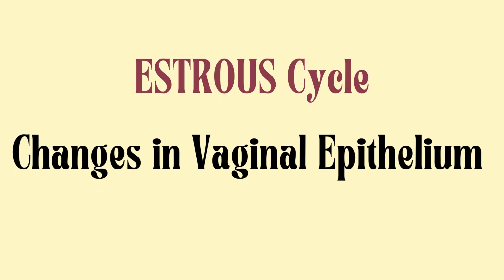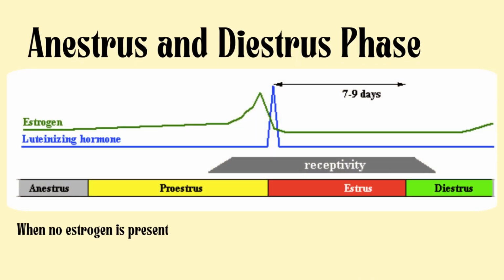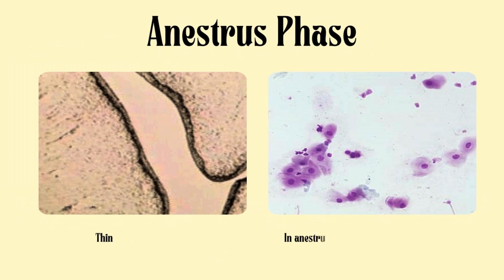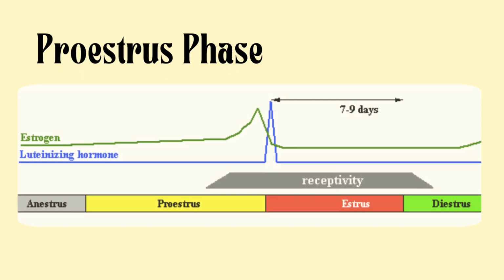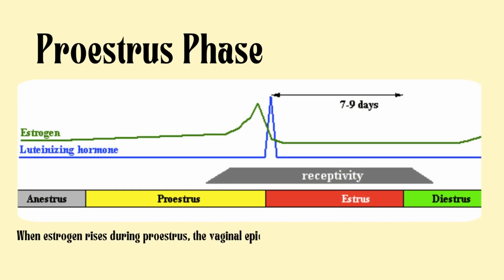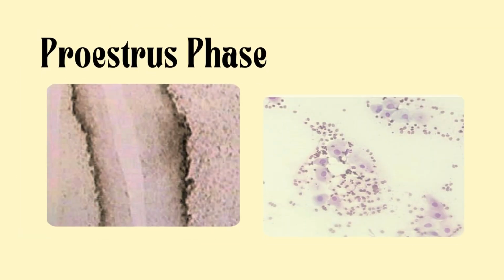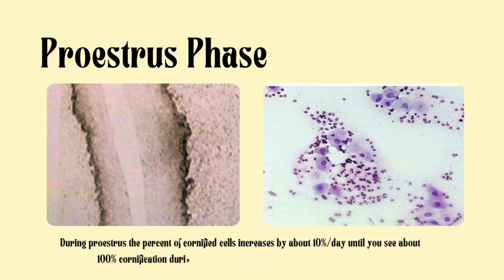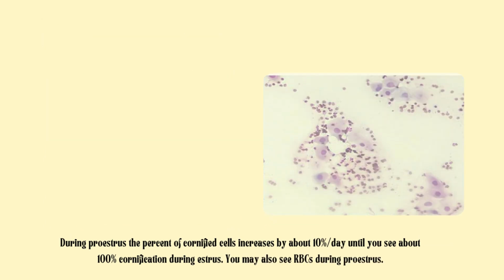Changes during the estrus cycle. When no estrogen is present, anestrus and diestrus, the vaginal wall is very thin and is comprised of non-cornified cells. In anestrus there will be very few cells, and what you see will be debris and non-cornified cells. When estrogen rises during proestrus, the vaginal epithelium becomes hyperplastic and more cornified. During proestrus, the percent of cornified cells increases by about 10% per day until you see about 100% cornification during estrus. You may also see RBCs during proestrus.